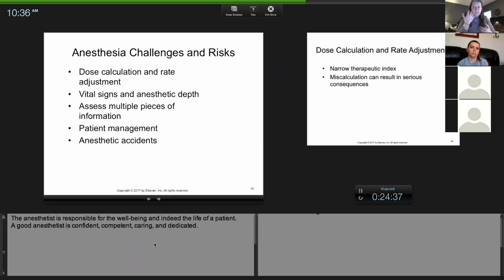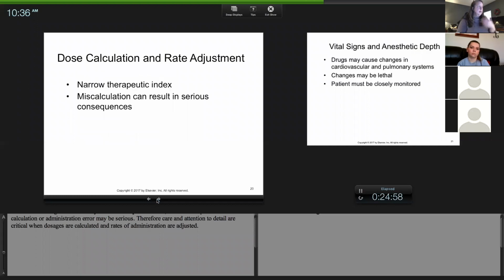So I'm constantly interpreting eye position, jaw tone, heart rate, blood pressure, mucous membrane color, and body temp, and I'm trying to make an assessment. Again, this will get easier with each case you do. It's just you being prepared when you go in there. And obviously the calculations are huge.